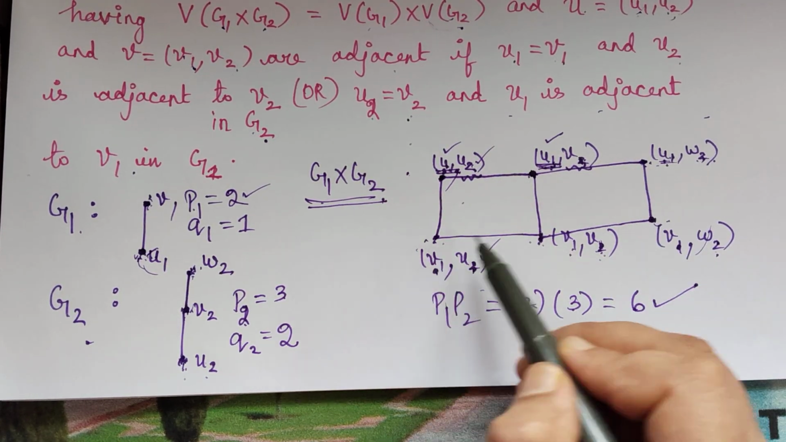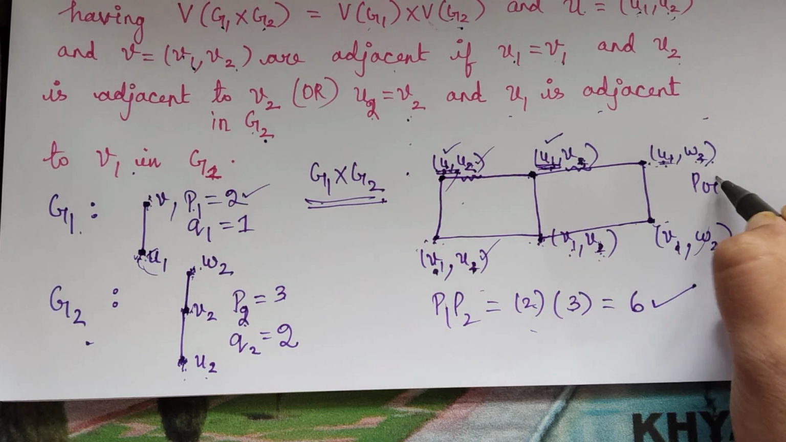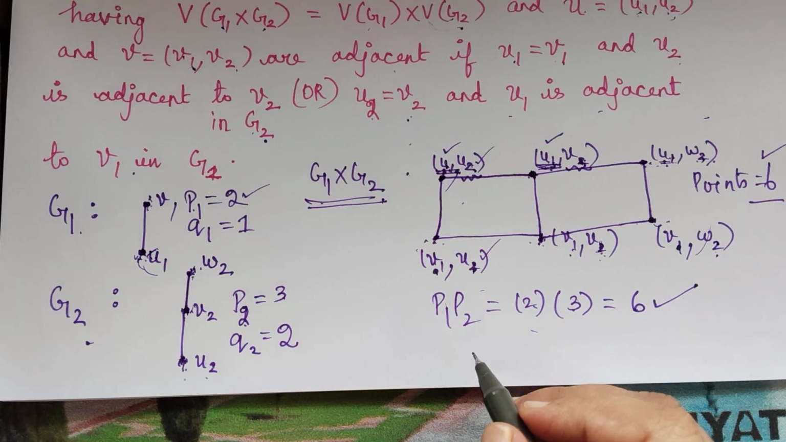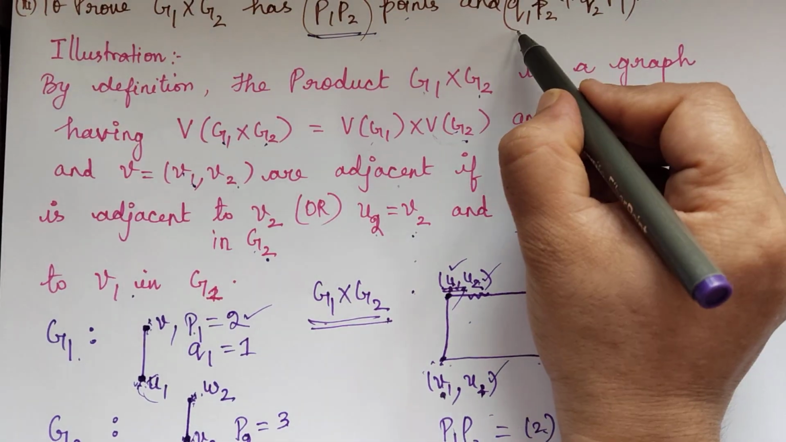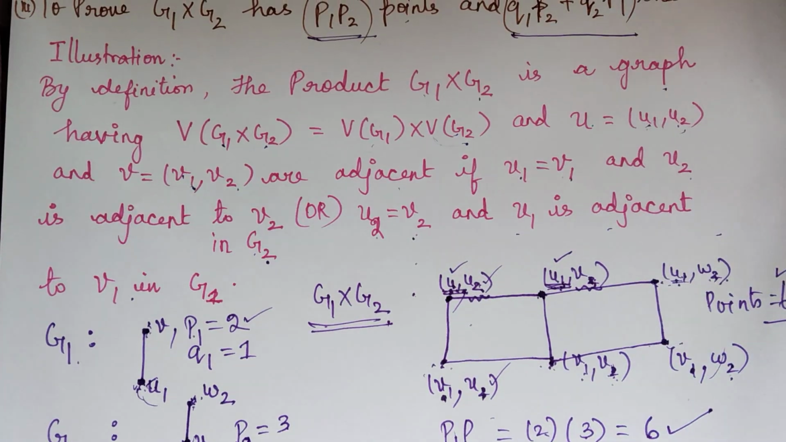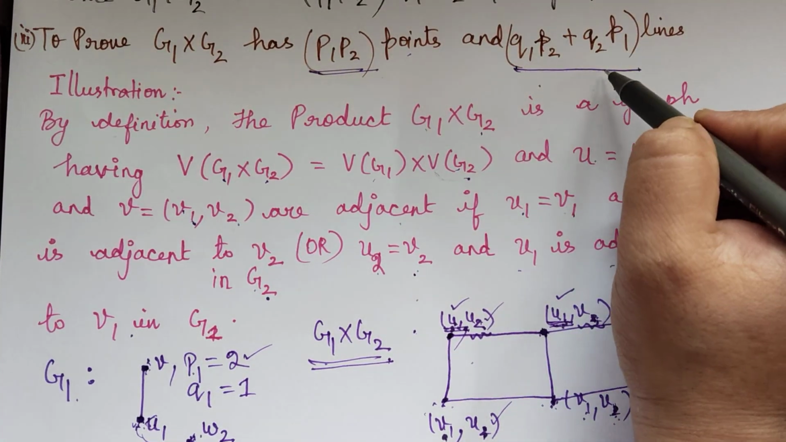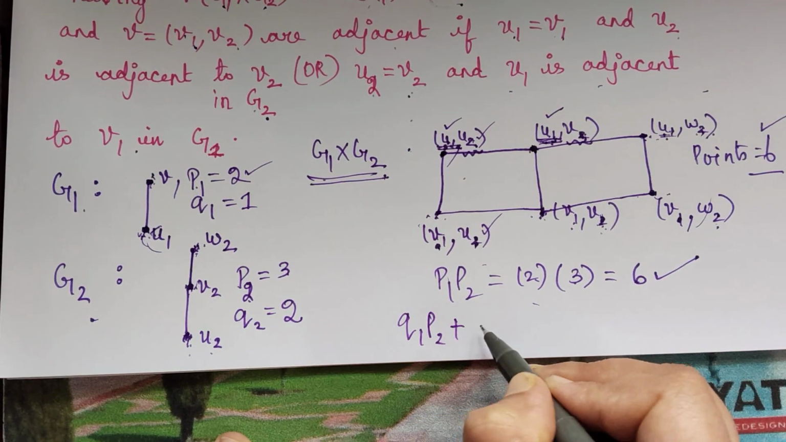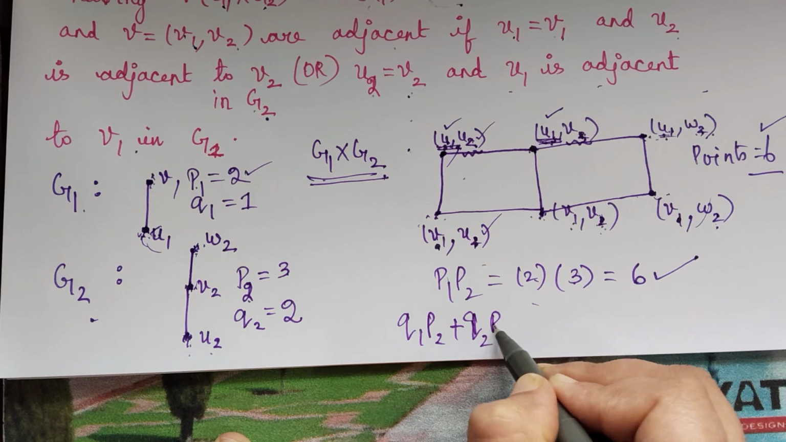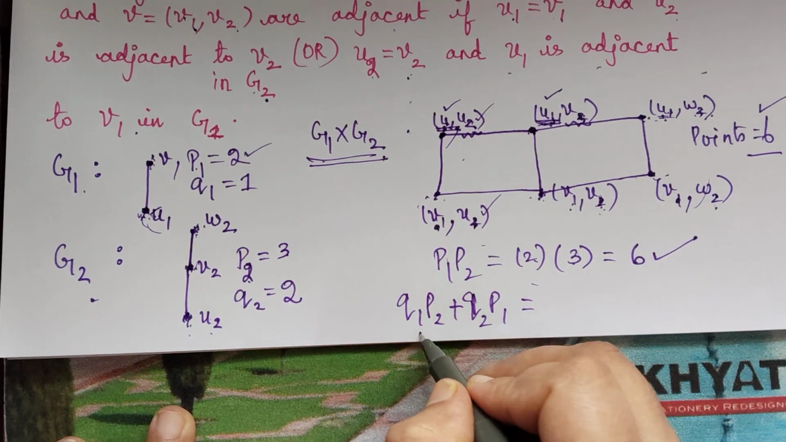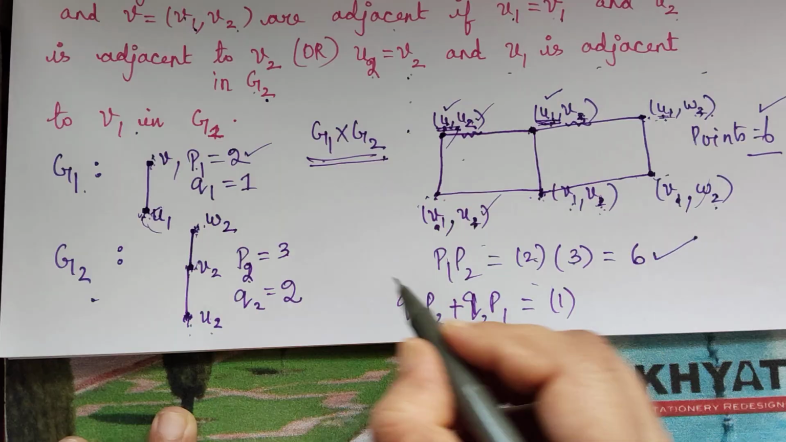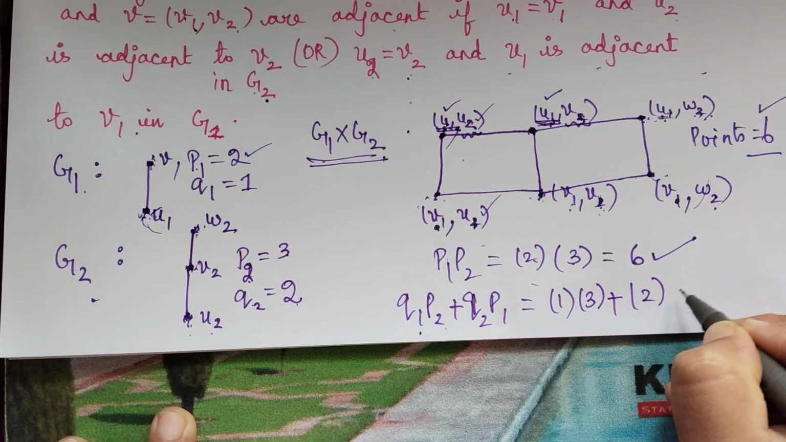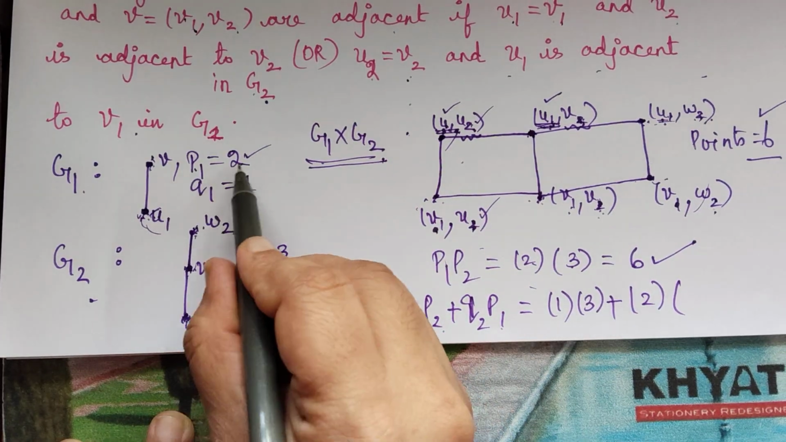1, 2, 3, 4, 5, 6. So the number of points is equal to 6, so they are equal. Next, we have to check about the edges. So this one, that is q1 p2 plus q2 p1, we have to do. We will check with this. What is q1? q1 is 1 multiplied with p2, which is 3, plus q2, which is 2, multiplied with p1, which is 2.